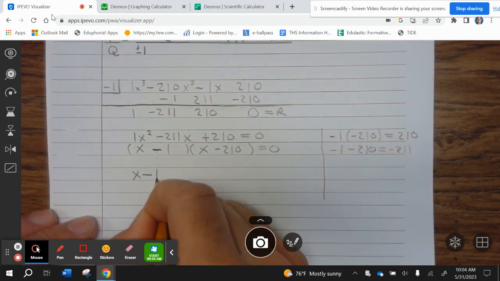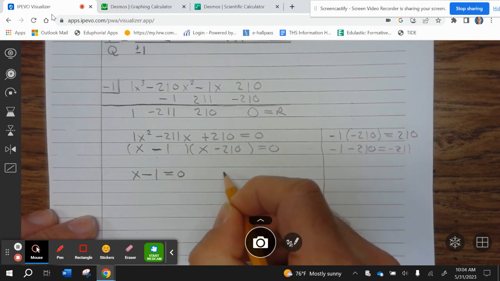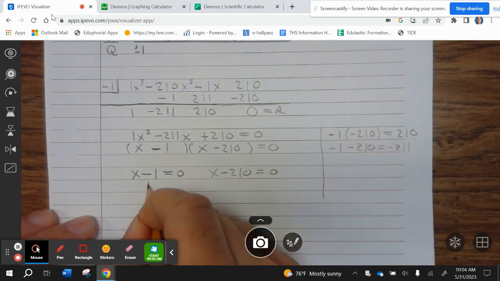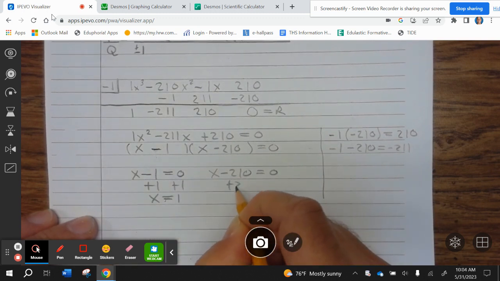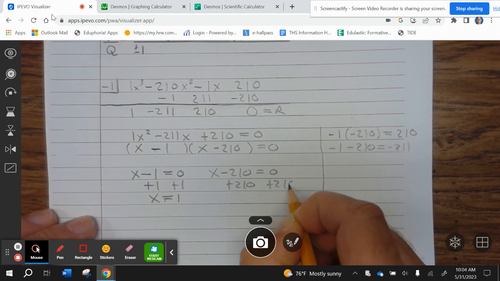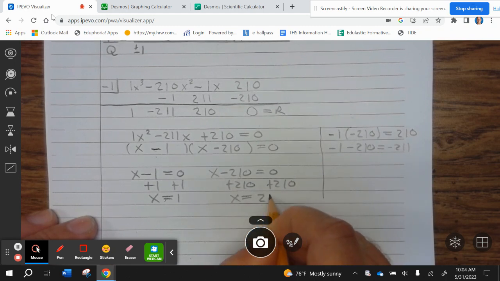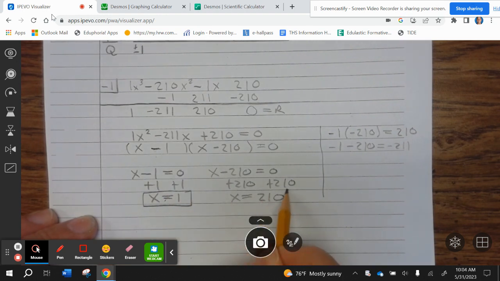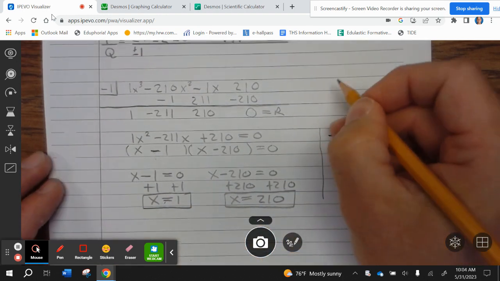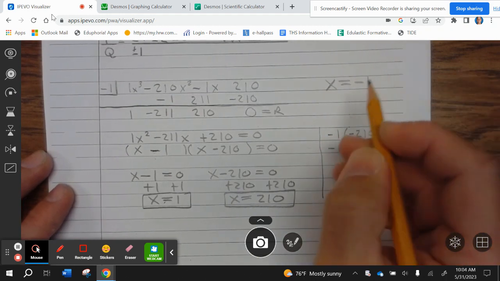Set them equal to 0: x minus 1 equal to 0, and x minus 210 equal to 0. Add 1 to both sides, x equals 1. Add 210 to both sides, x equals 210. And I almost forgot, x equals -1.